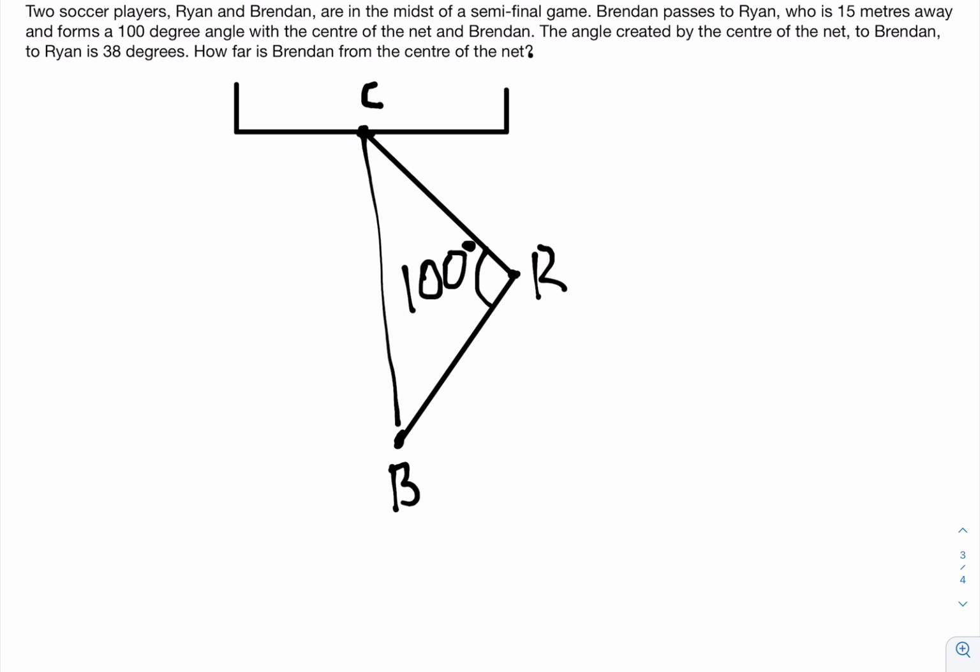Okay, and if this is the distance from the center of the net to Brendan, we'll just call that x, right? Because we're trying to figure out, it says right here, how far is Brendan from the center of the net? So this x is what we're looking for. We know this is 100 because they tell us in the question. And it also says Ryan is 15 meters away from Brendan. So this length right here is 15.